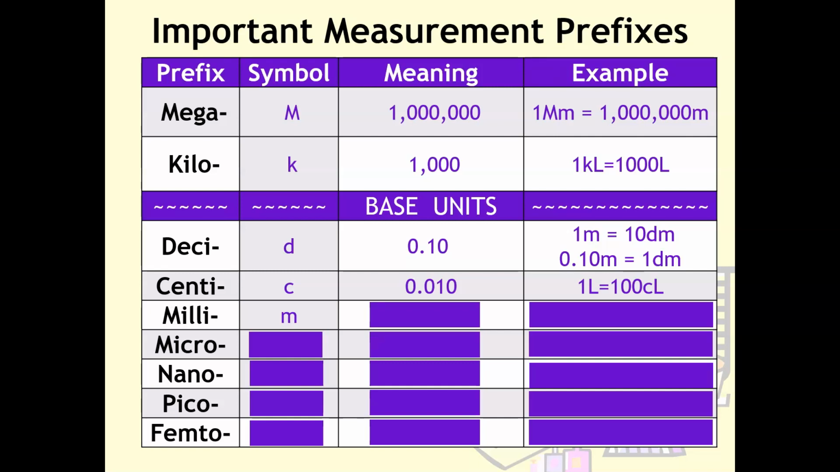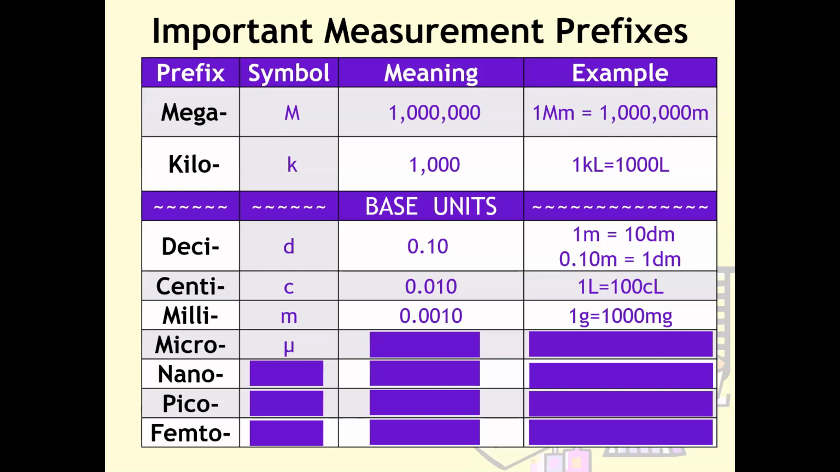Milli is up next, has the symbol lowercase m. This is 1,000th. Again, with the th at the end, we're getting smaller here. So 1 gram equals 1,000 milligrams. Micro is up next. It has the symbol, kind of looks like a u with a hook in the front. That's the symbol mu. And that means millionth, again with a th at the end. So in this case, you could have 1 meter equals 1 million micrometers.